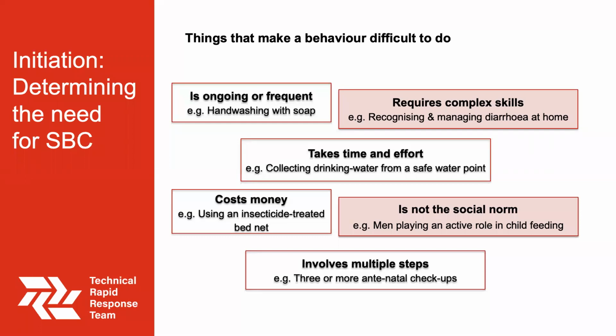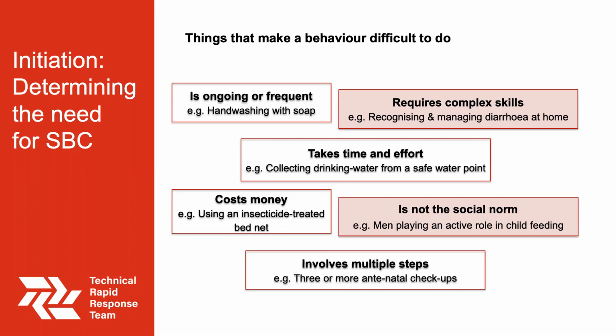For example, 3 or 4 antenatal checkups involve multiple steps over the pregnancy period, starting with timely registration, going for a checkup on the scheduled date every trimester, and making sure that each antenatal checkup has all the 5 elements of checkup that are required. Or if the behavior is not a social norm, for example, if the intervention would like to increase male engagement in complementary feeding, but the norm is that it's a woman's job. So men playing an active role in child feeding is not the norm, and it would make it difficult to change.